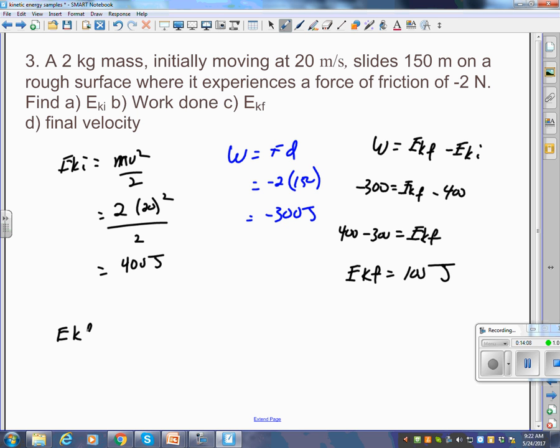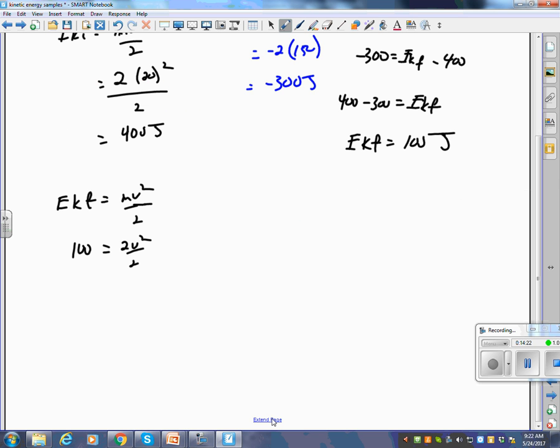Find the final velocity, EKF, mv squared over 2. 100, mass 2, v squared over 2. What's the velocity going to be? 2's cancel. V squared is 100. V is going to be 10 meters per second.